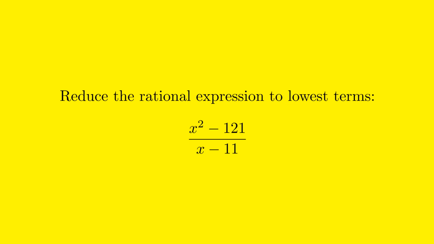Today, we will be learning how to reduce the rational expression x squared minus 121 divided by x minus 11 to its lowest terms. This process involves simplifying the expression by factoring and canceling out any common factors. So let's get started with this problem.